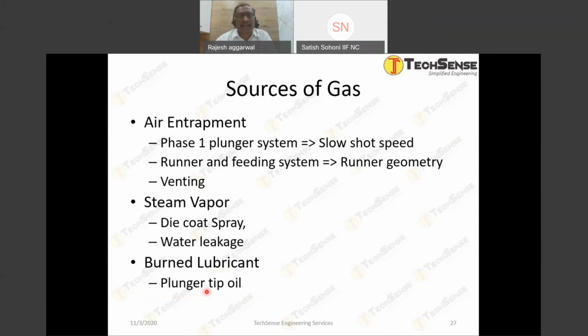One of the sources is the air entrapment in phase 1 plunger speed, that is the slow shot speed, runner and feeding system design, runner geometry, and the venting. The second source of gas is the steam vapor, which mostly comes from the die coat spray, as most of the foundries use water-based die coat spray. The second is the water leakage. And the third source is the burned lubricants, mostly coming from the plunger tip oil.